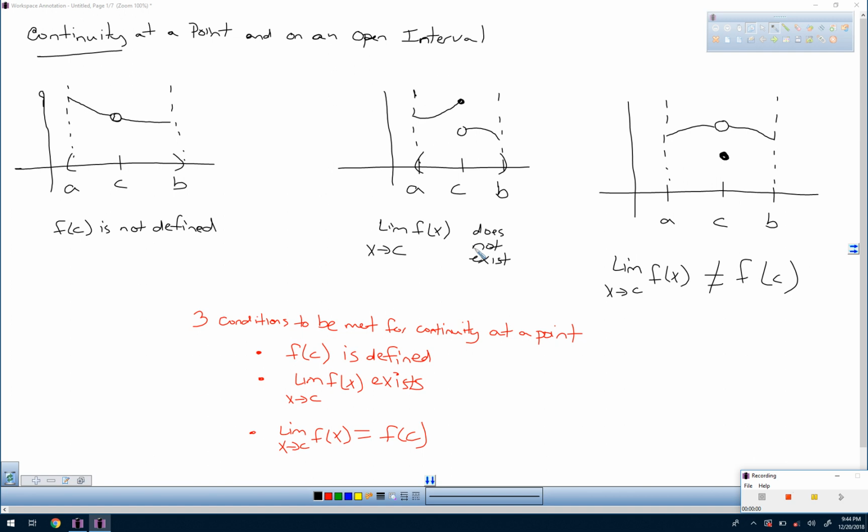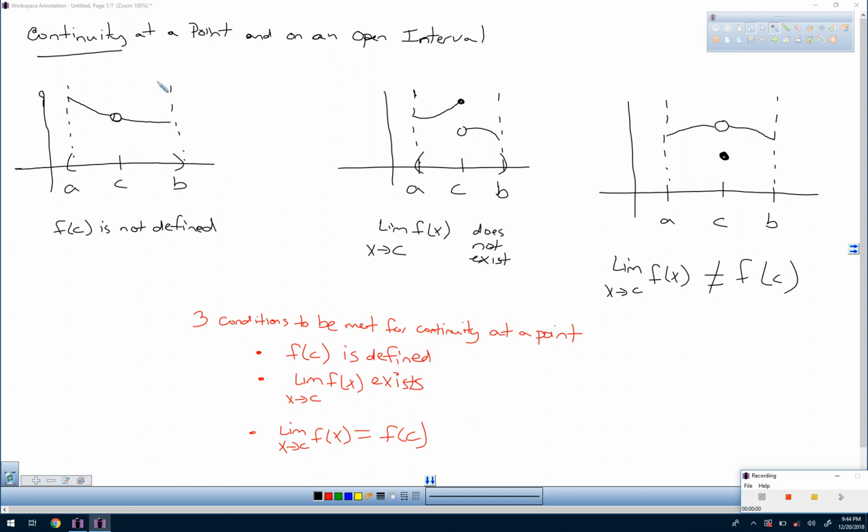All right, for this lesson, we're going to be talking about a couple of different topics. The first one is the concept of continuity. And what we're going to be looking at is continuity at a point on an open interval. So if you would take a second, look at the three images that I have drawn for you here.